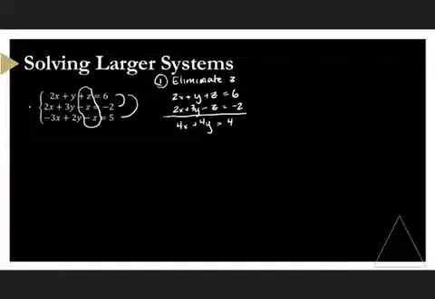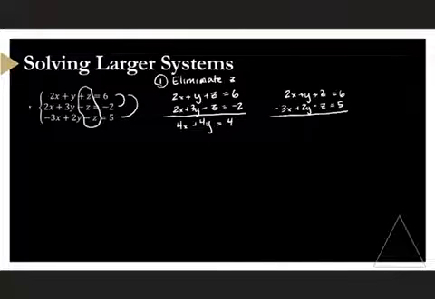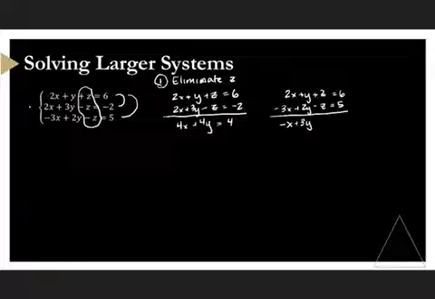Okay. Then take the first equation and the third equation, so negative 3x plus 2y minus z equals 5. So 2x minus 3x is negative x, y plus 2y is 3y, z minus z is 0, 6 plus 5 is 11. Okay. Now what that creates is a new system.